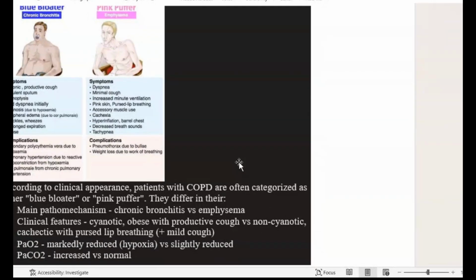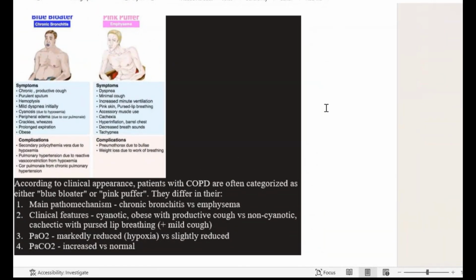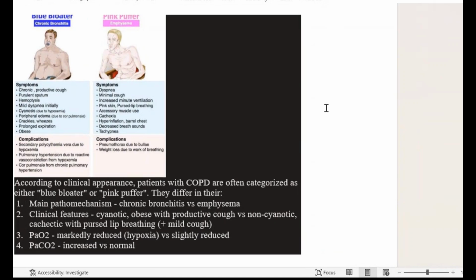So these are some notes that I have gathered regarding the blue bloater and pink puffer. You guys can take a screenshot of this or just read through it.